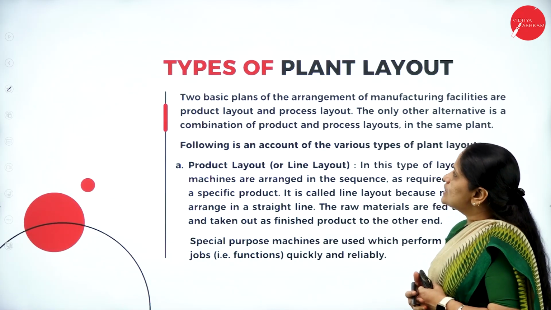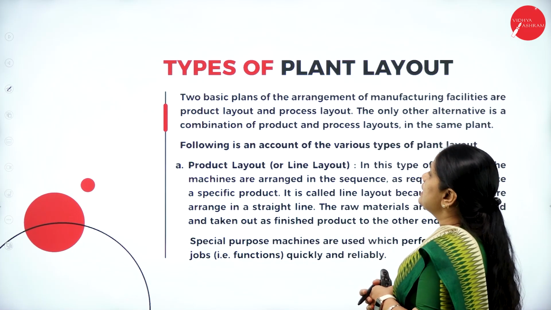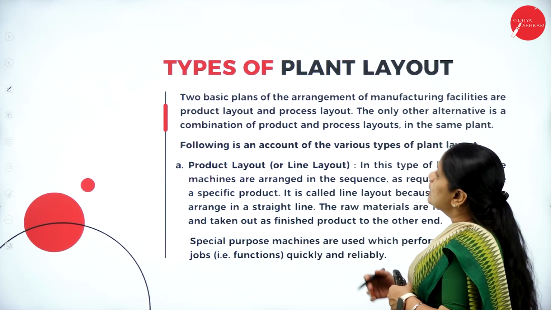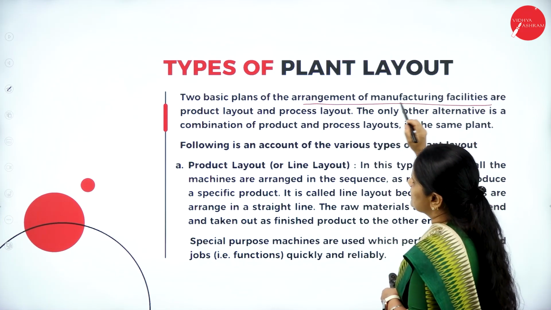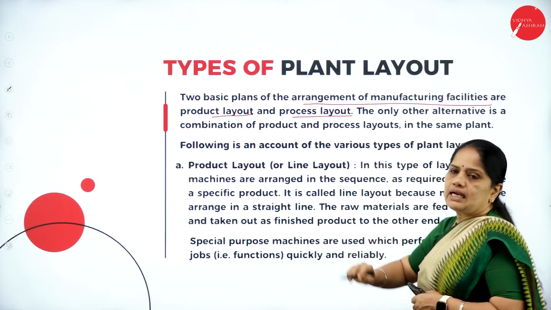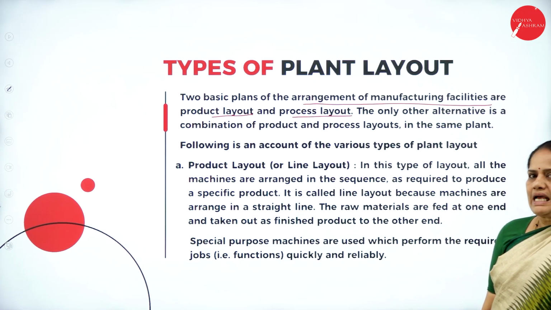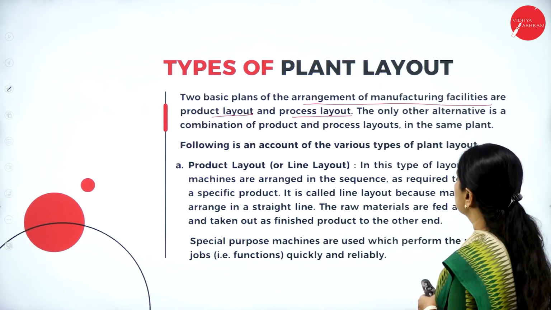Then the next is the types of plant layout. So what are the different types of plant layout? The two basic plans of arrangement of manufacturing facilities are product layout and process layout. So there are two basic plans here. One is the product layout, the other one is the process layout.